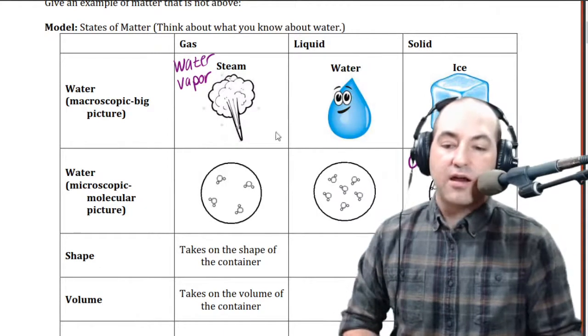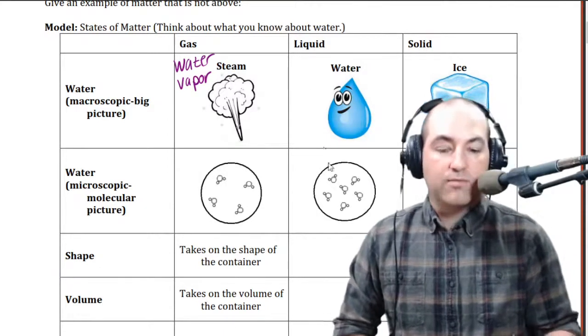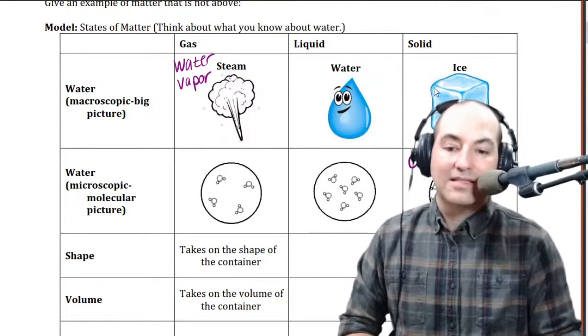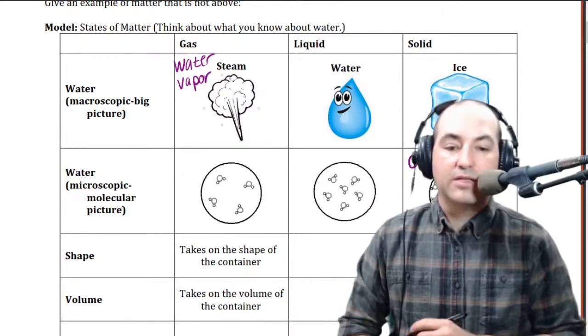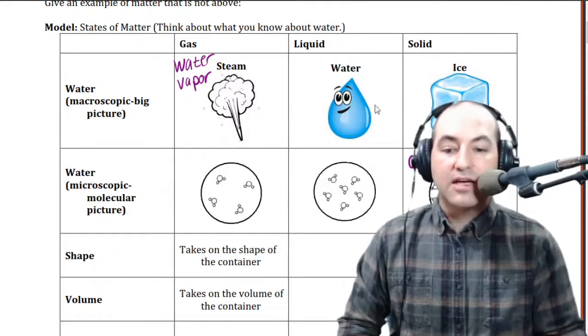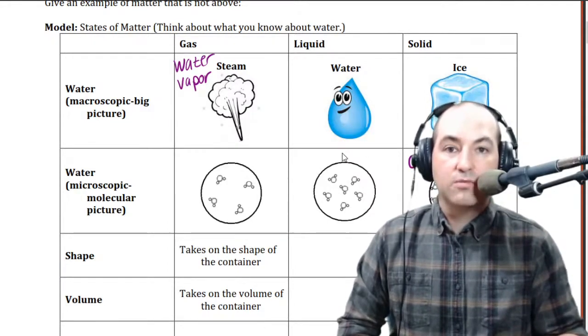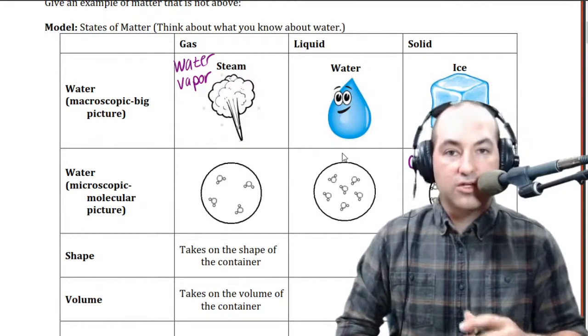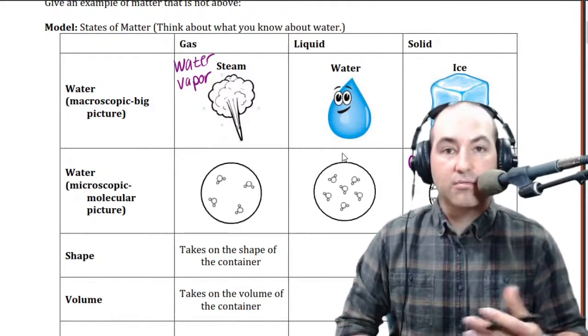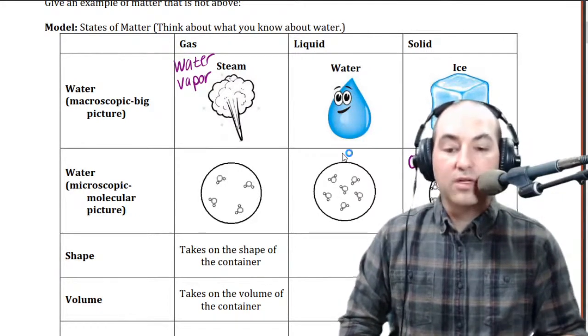And because of that, liquid water is actually more dense than solid ice. We'll talk about density in a little bit, but basically the liquid takes up less space than the solid. If you have ice cubes in your water and the ice cubes melt, the overall level is actually going to go down because ice takes up more space than water. And that's really unusual.